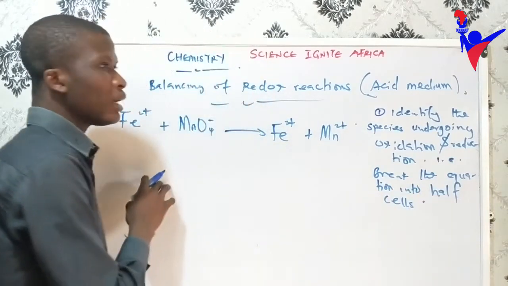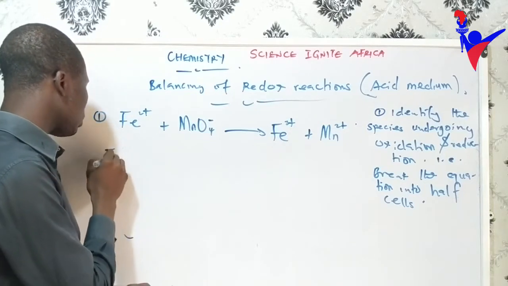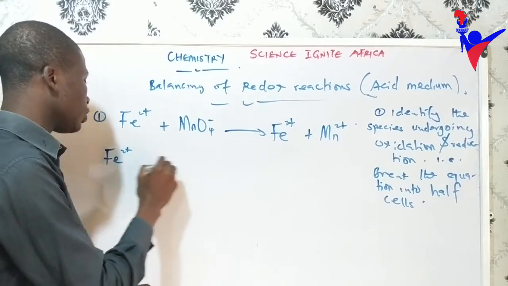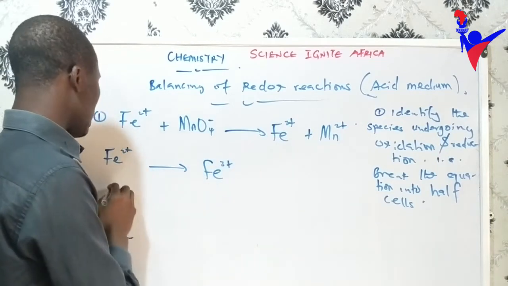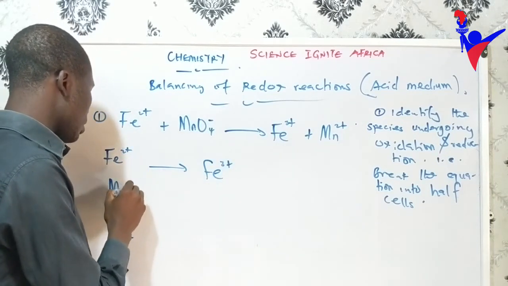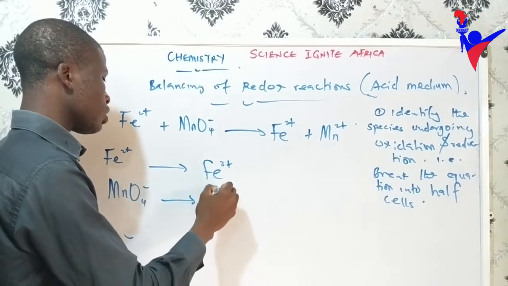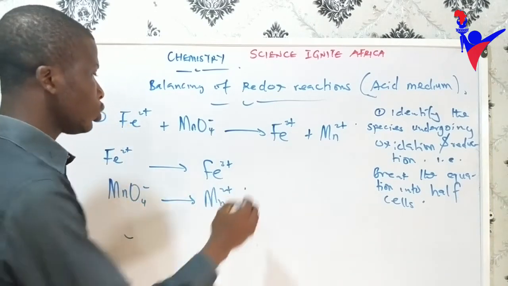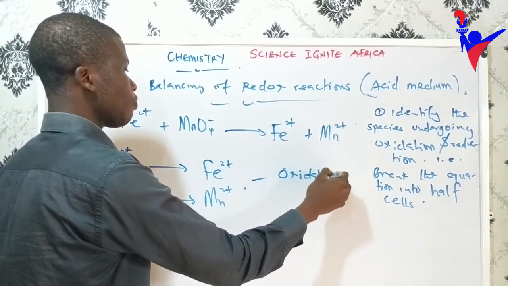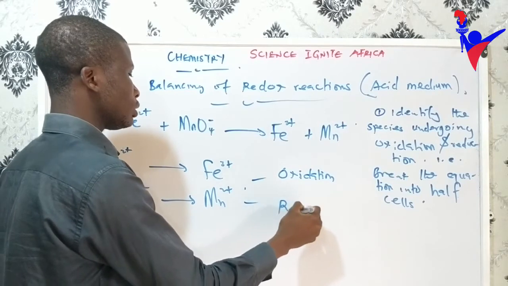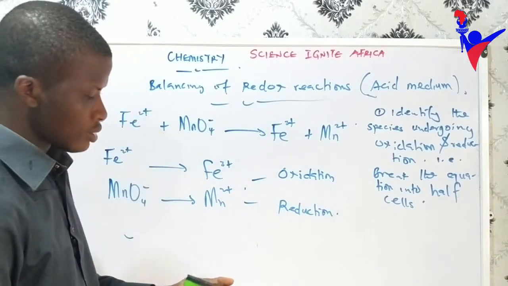Now, if you are going to break this into half cells or half reactions, what are you going to have? You are going to have Fe2+ to Fe3+, and you have MnO4- to Mn2+. So you know oxidation has taken place here and reduction has happened here. So simple as that.